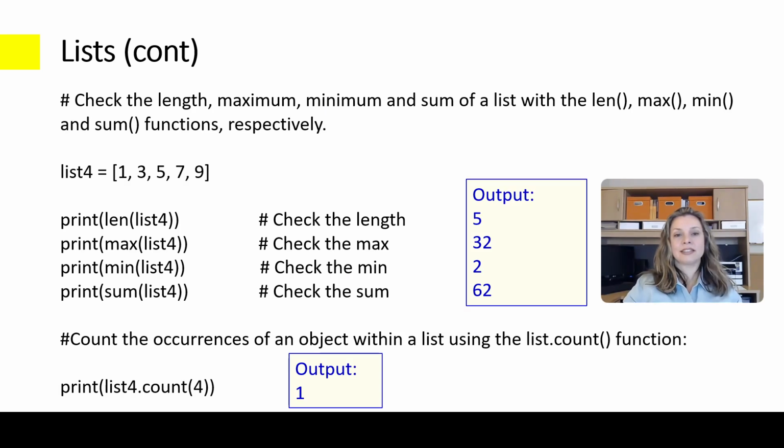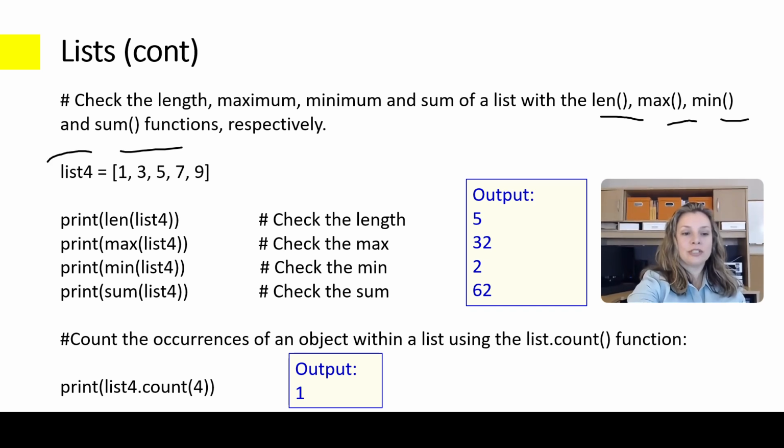In lists, it's very easy to check the length, the maximum, the minimum, and the sum of the list. And sometimes you may want to do this if you have an extraordinarily large data set. It always helps to pull up your data on the screen, but sometimes it might be too large to do that. So you could check some of the aspects of your list by using some of the functions on the screen. And this includes the len, max, min, and sum functions.